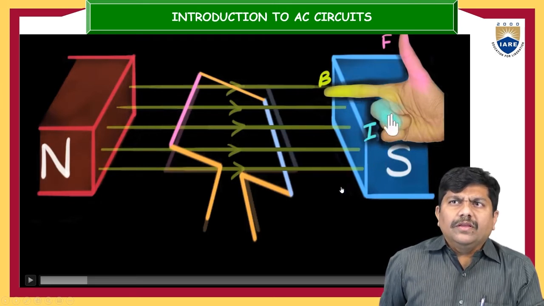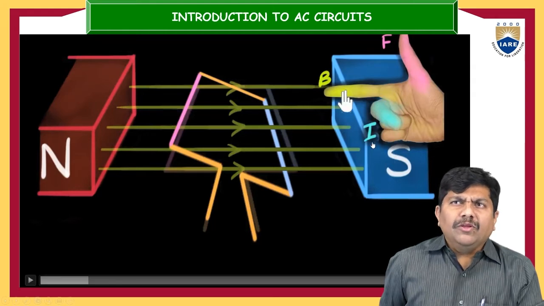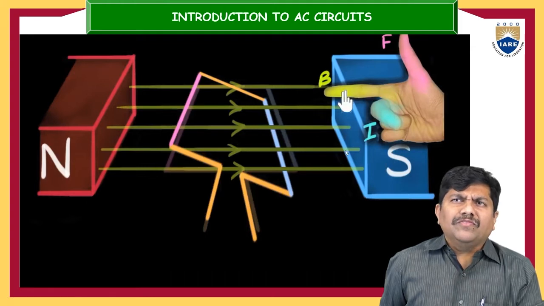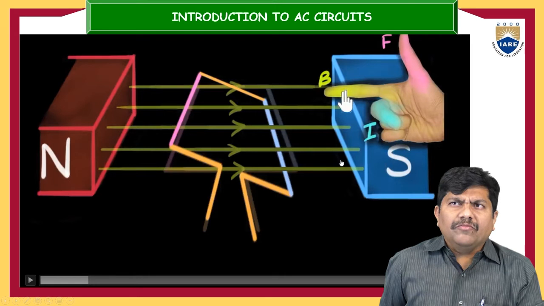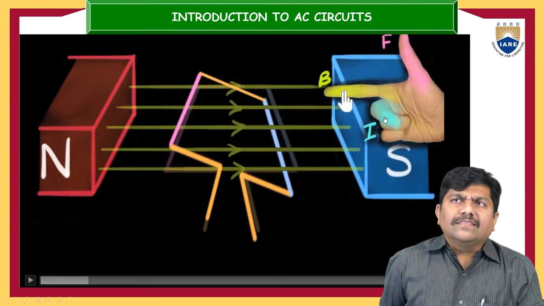Now, just arrange your right hand such that your thumb is in the direction of the movement of the conducting system. In whatever direction the conducting system is moving, align your thumb of the right hand in that direction, and then your forefinger will be in the direction of the magnetic field. So we arrange our forefinger in the direction of the magnetic field, and then the resultant one is the current. The current direction can be identified with the help of your middle finger.